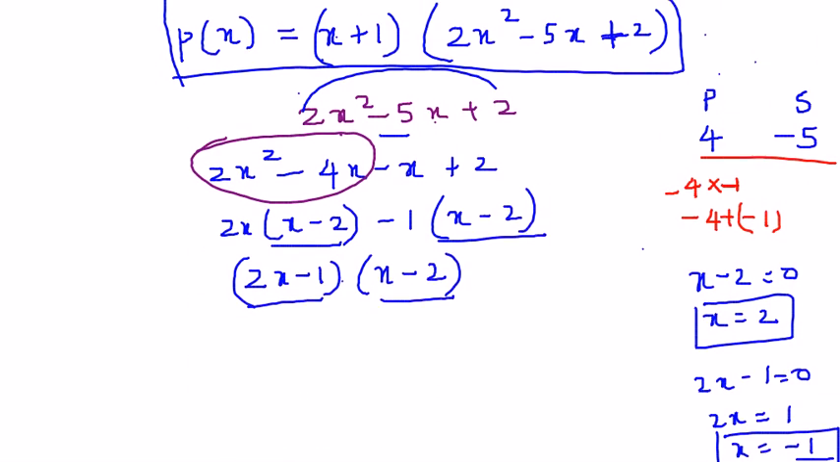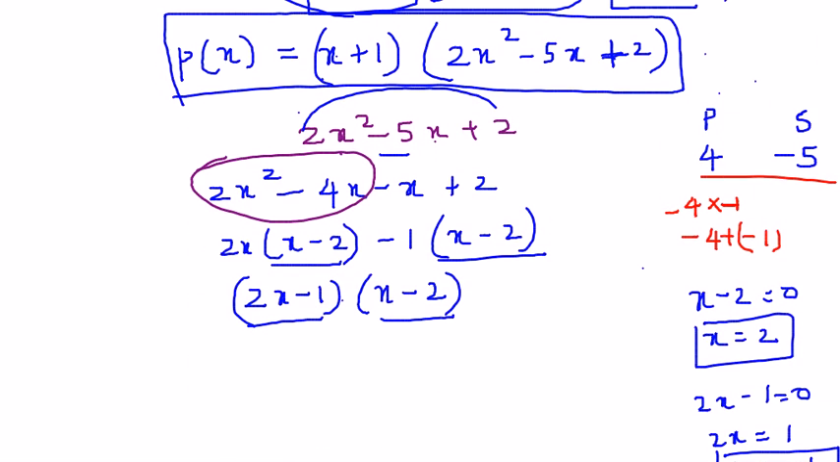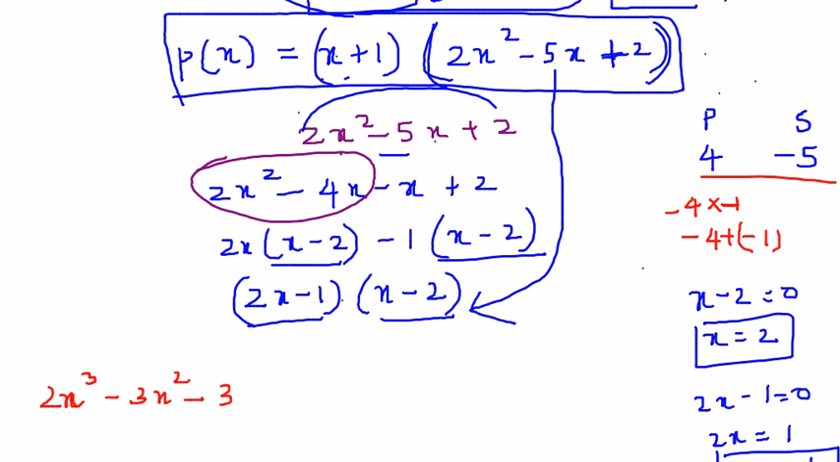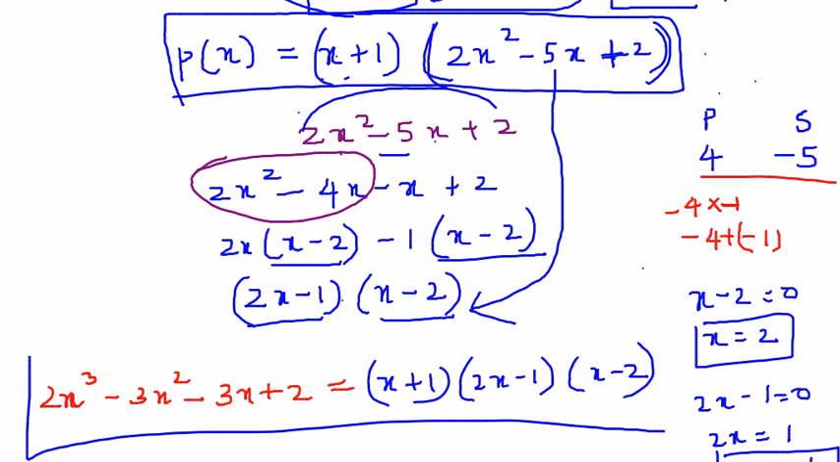So இப்போ ஏற்கனவே நம்ம p of x is equal to x plus 1 into this equation எழுதியிருக்கோம். இதுதான் நம்ம ஃபர்தராக இப்படி ஃபேக்டரைஸ் பண்ணியிருக்கோம். So can I say that 2x cube minus 3x squared minus 3x plus 2, that is the given equation, is factorized as x plus 1 into 2x minus 1 into x minus 2. அவ்வளோதான். This is the answer.